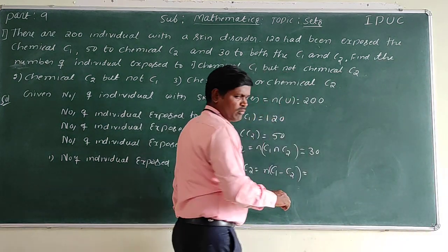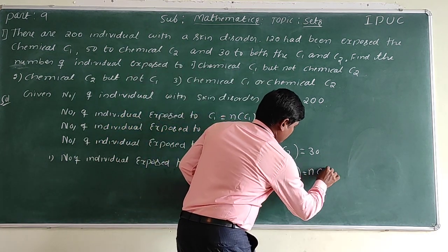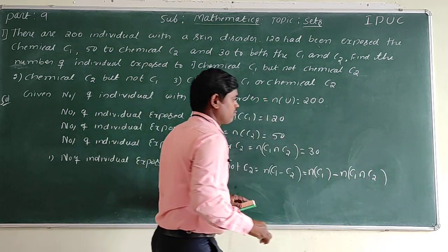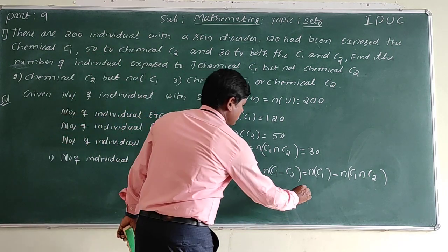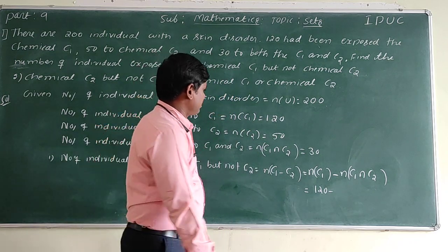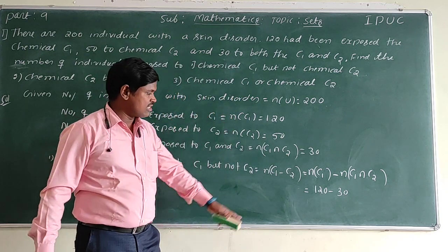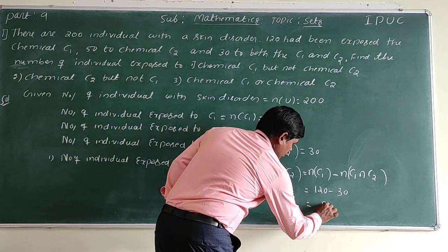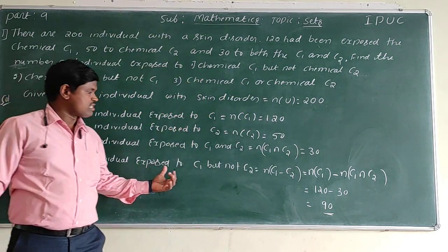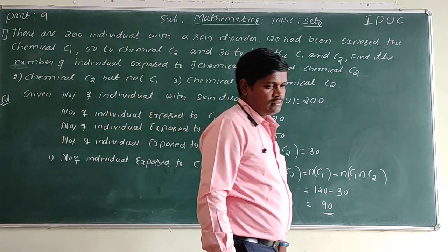Already we have the formula for n of C1 minus C2. That is n of C1 minus n of C1 intersection C2. n of C1 is 120, minus n of C1 intersection C2, the number of individuals exposed to both C1 and C2, which is 30. So which is equal to 90. That means the number of individuals exposed to C1 but not C2 is equal to 90. So first write down this.